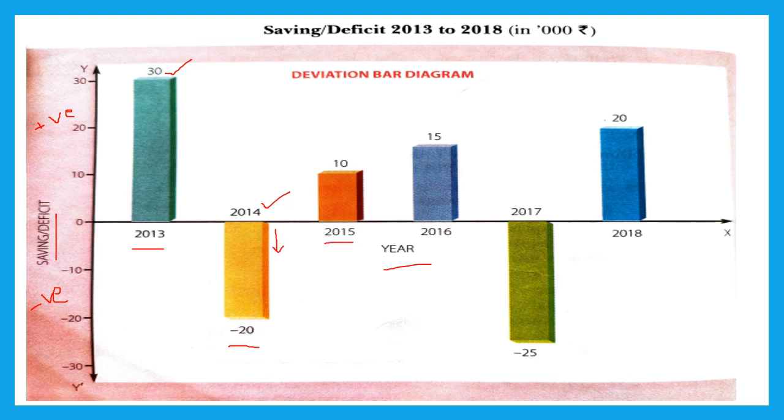In 2015, it was 10, so it is above the baseline, that is the x-axis. In 2016, it was also positive, that is above the baseline. In 2017, saving was minus 25, that is below the baseline, below the x-axis. In 2018, it was 20, so it is shown above the baseline. So this is a deviation bar diagram.